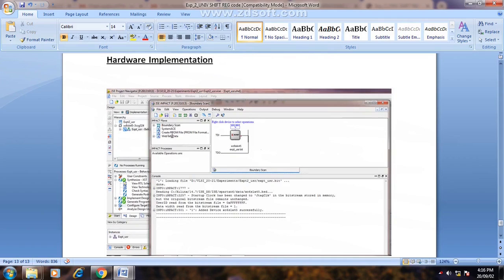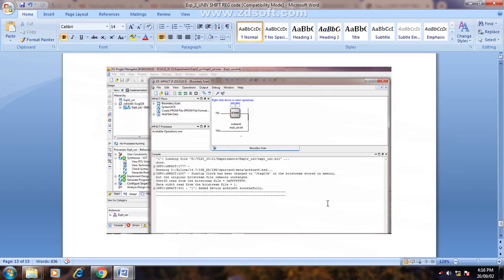And finally, you implement it on the hardware using the process that will be explained in the next video for simulation and implementation using Xilinx and Spartan 6. In that case you will observe this kind of output, like added Xilinx device successfully. Once it is done, you simply have to program it and you will observe the output on the board. Thank you.